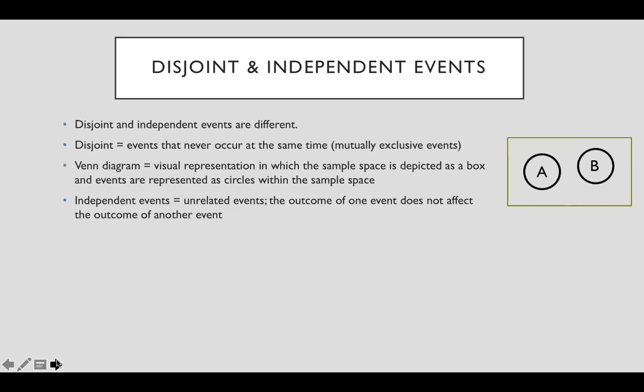A Venn diagram is a visual representation in which the sample space is depicted as a box, and each event, so we have events A and B, is represented as a circle within the sample space. So in that box, A and B are each events that happen, and the sample space is the box surrounding it. And then independent events, we kind of went over that before, but independent events are unrelated, so the outcome of one event does not affect the outcome of another event.